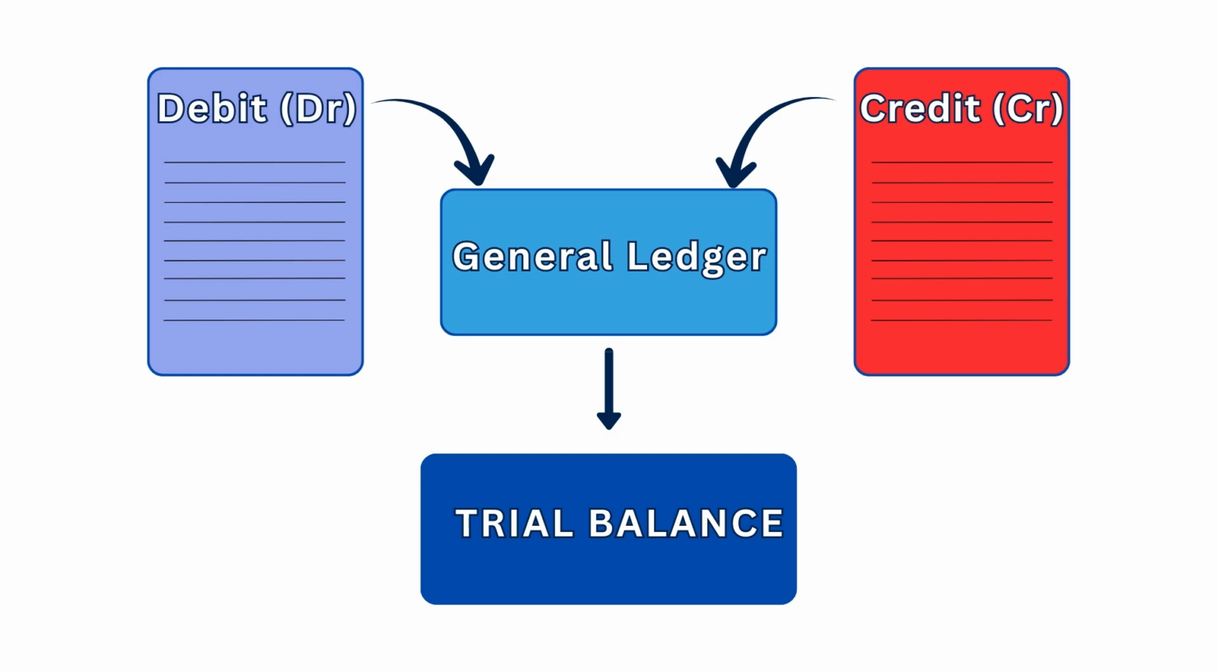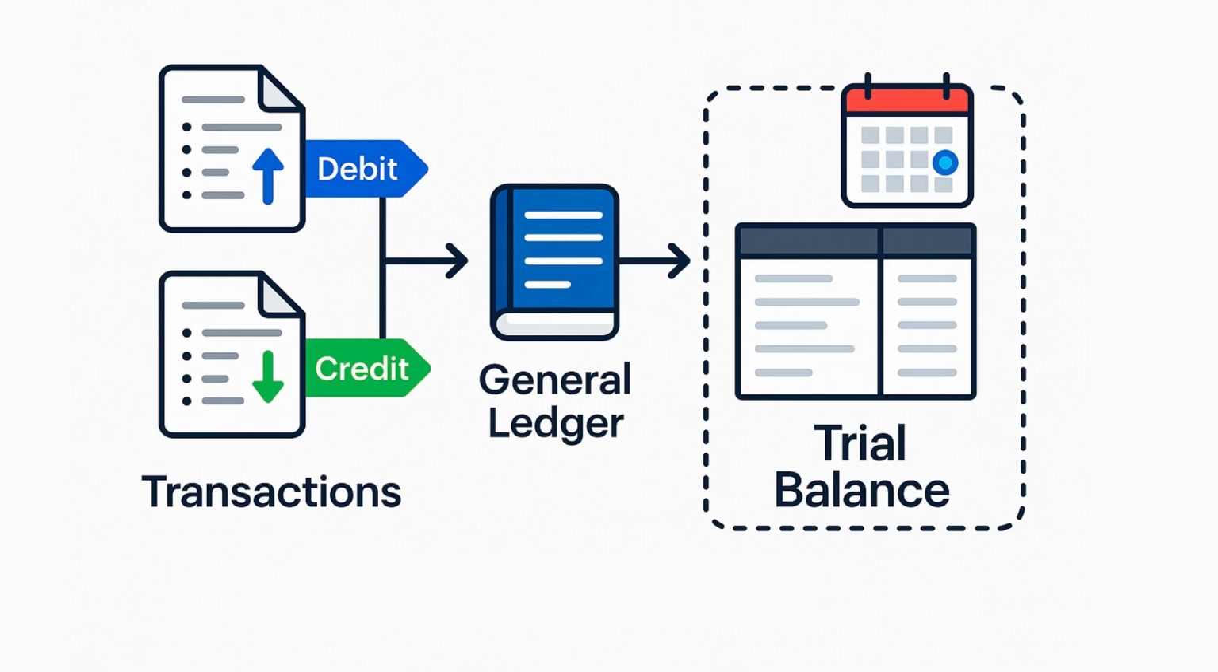Every transaction we record has two sides, one debit and one credit. Over time, dozens or even hundreds of entries are posted into the ledger. But how do you make sure everything has been entered correctly? That's where the trial balance comes in. A trial balance is a list of all the balances in the general ledger at a particular date. It is one of the key checkpoints in bookkeeping, helping us confirm that our entries follow the double entry rules.